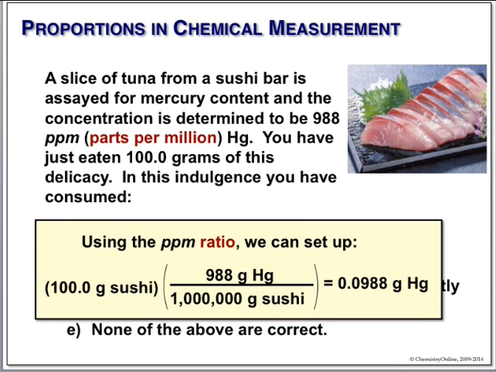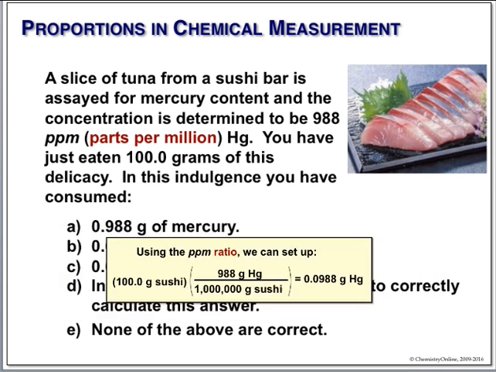It would look like this. 988 grams per million grams of sushi. We're eating 100 grams, our sushi cancels, and we're left with 0.0988, about 0.1 grams of mercury. In the multiple choice question, we simply want to pick out 0.0988 grams of mercury.